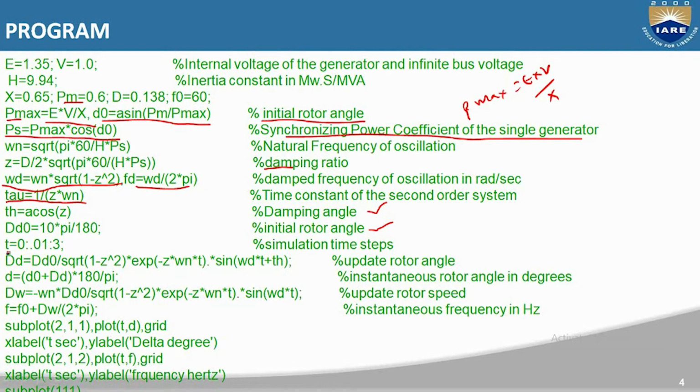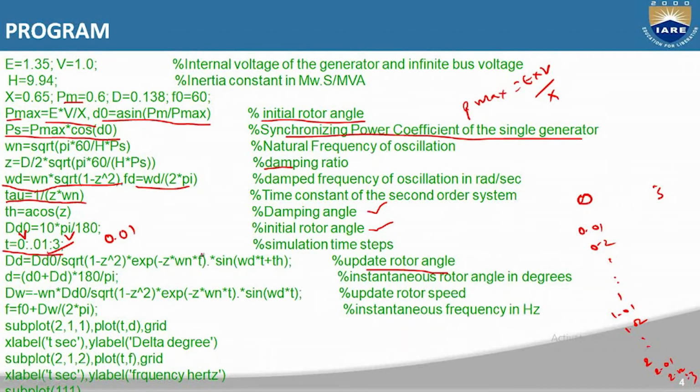So here time steps for simulation is given 0 to, suppose, 0 to 3. So 0.1, 0.2 till 1, 1.01, 1.02 till 2, 2.01, 2.02 till 3. Like that here given. First and last values are given 0, 3 in steps of 0.01. Clear the time steps. Next, calculate DD, updated rotor angle, this one.